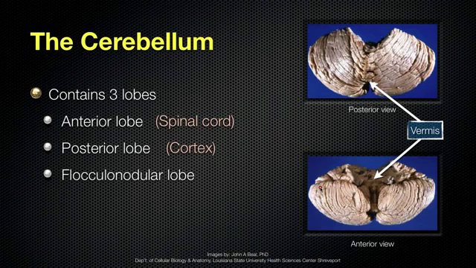And lastly, the flocculonodular lobe is going to get information from the vestibuli. That's in the inner ear. The vestibuli are heavily involved in proprioception, being aware of where your body is. So anterior lobe getting information from the spinal cord, the posterior lobe getting information from the cortex, the flocculonodular lobe getting information from the vestibuli, and then the cerebellum is taking all that information, processing it, and helping you to have coordinated motion. I hope that makes sense.